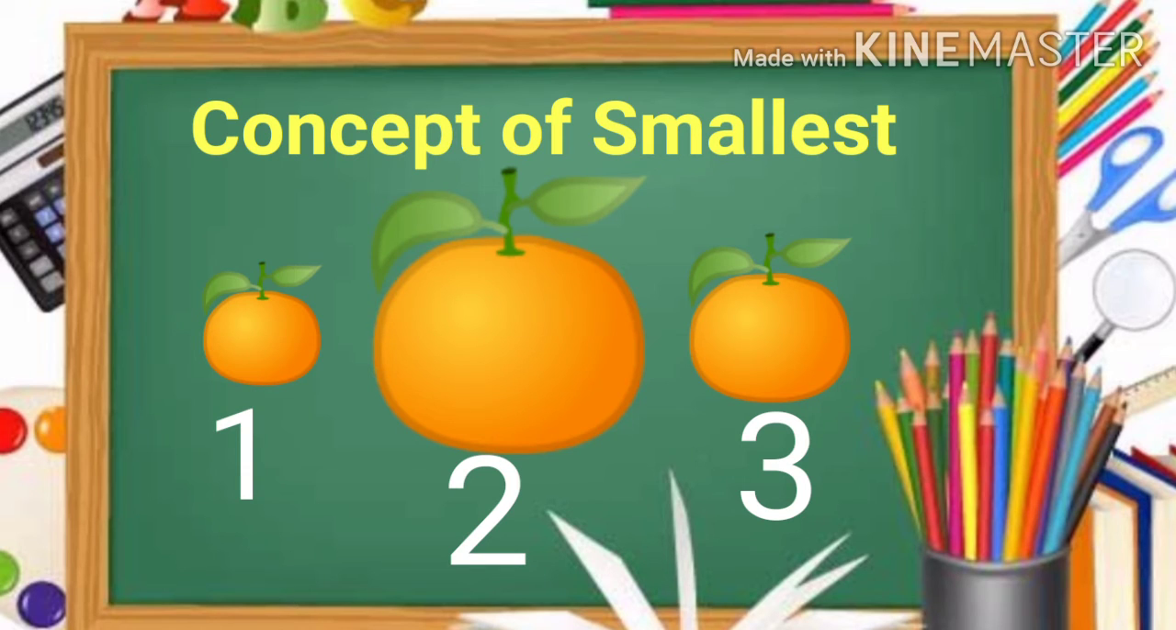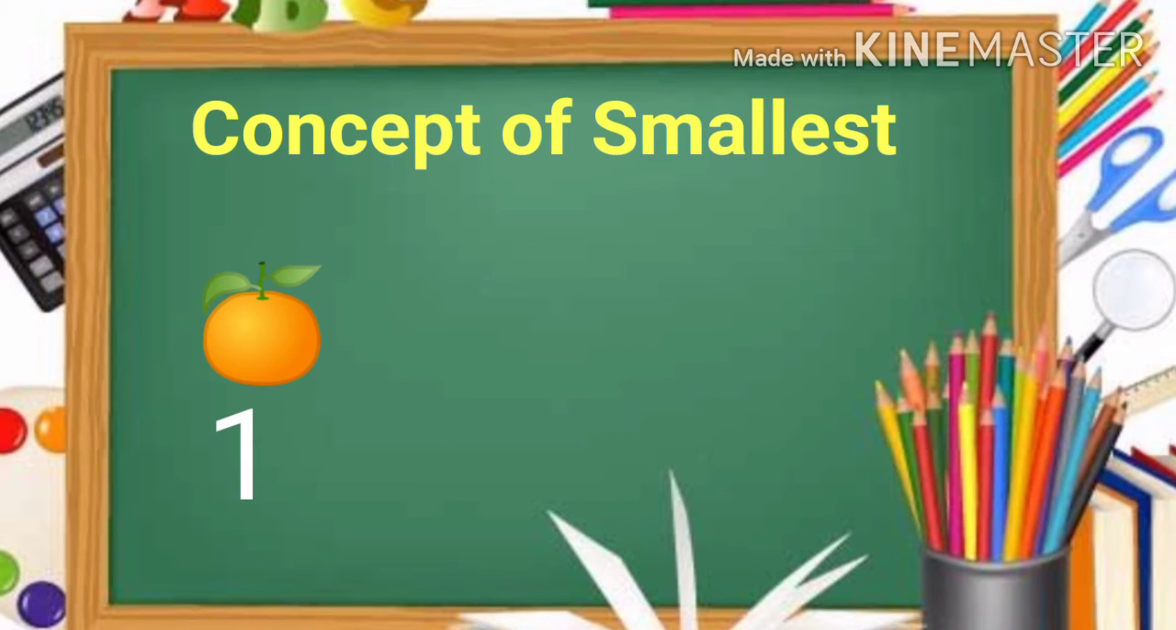Now let's see the oranges. I have three oranges. Orange number one, number two, and number three. Can you tell me, Shuni, which one is the smallest orange? That's right. Orange number one. Very good job, children.